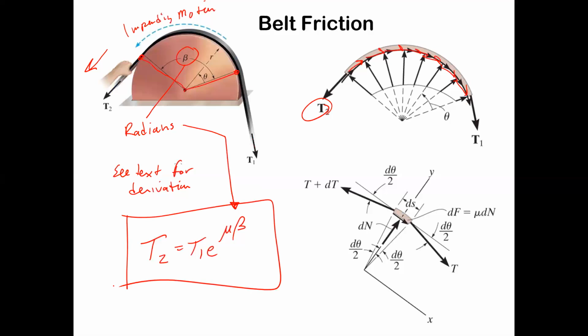And T2 is on the side where the belt moves to. Does that make sense? The belt's moving towards side T2.